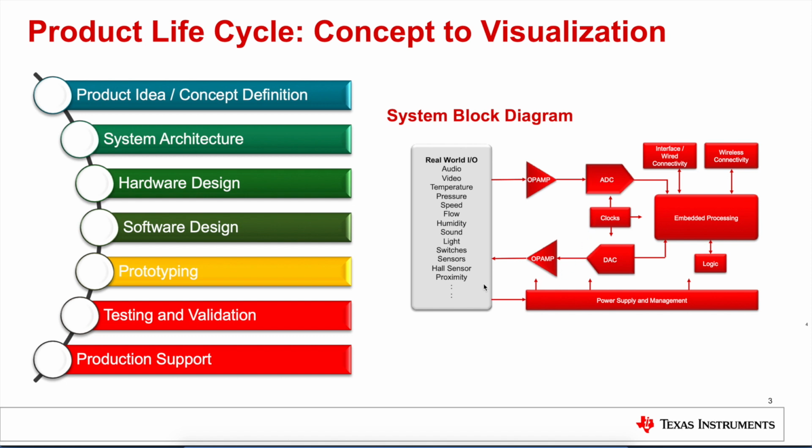Based on the real world inputs and outputs, you would need an analog circuit like op-amps, ADCs, DACs, op-amps for driving the outputs, or it could be a pure digital input and output for your system. And if your system needs an interface, or it could be wireless connectivity, it depends on your system needs. You would need all these sub blocks, or you would need a few of these blocks. But the core could be embedded processing, or your system can be a pure analog system also. But typically embedded processing is going to be a core area for most of the products you will be building.